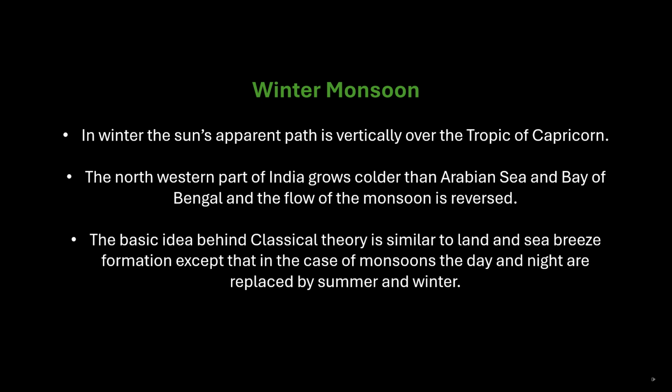Winter monsoon. In winter, the sun's apparent path is vertically over the Tropic of Capricorn. The northwestern part of India grows colder than the Arabian Sea and Bay of Bengal, and the flow of the monsoon is reversed. The basic idea behind classical theory is similar to land and sea breeze formation, except that in the case of monsoons the day and night are replaced by summer and winter.